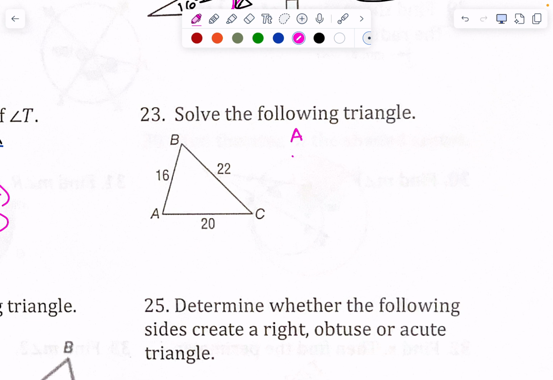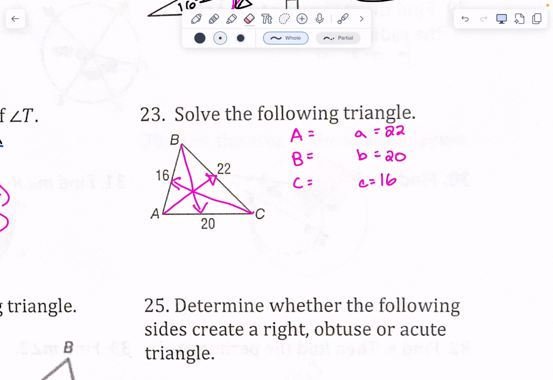I'm going to solve the triangle. So capital A, capital B, capital C, lowercase a, lowercase b, lowercase c. We have those numbers, right? 16, 20, 22. What is what? Little a is 16. Little c is 22, because it's opposite. Little b is 20. Do you see how that works? It goes by the opposites.